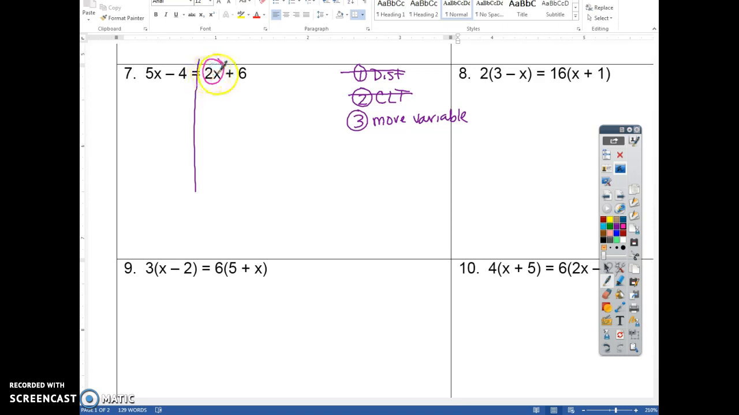So the only way to move a variable is to add or subtract it. So how do I get rid of a positive 2x? You don't add it, because if I add 2x here, that's going to give me 4x. You have to subtract 2x so that it cancels it, and then subtract 2x on the other side. Okay? So what is 5x minus 2x? 3x. So now I have 3x minus 4 equals, bring this down, that's a positive 6.